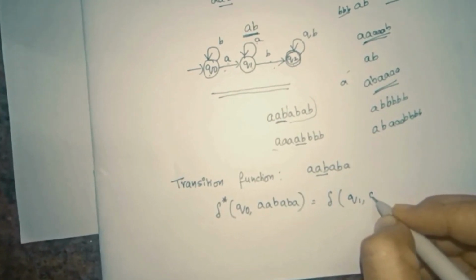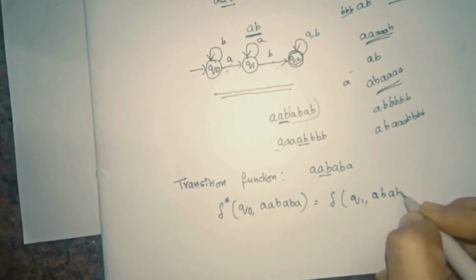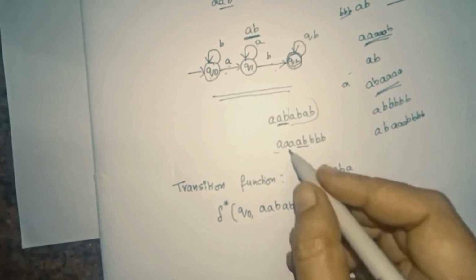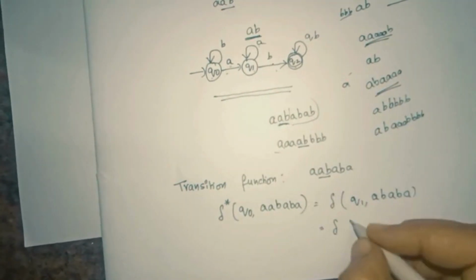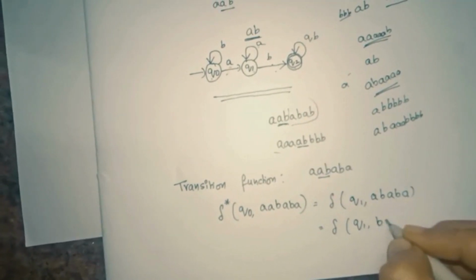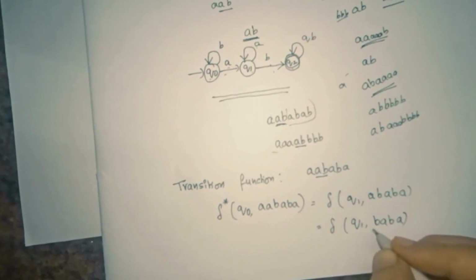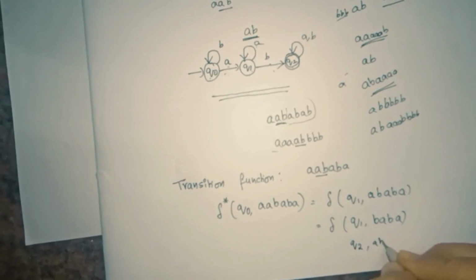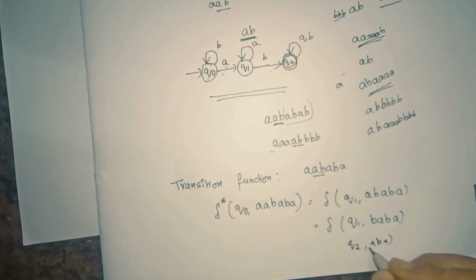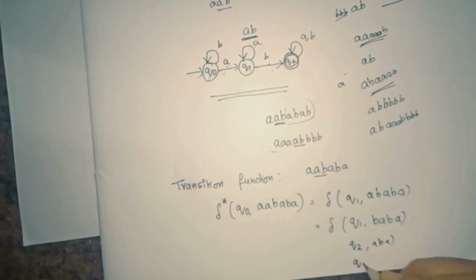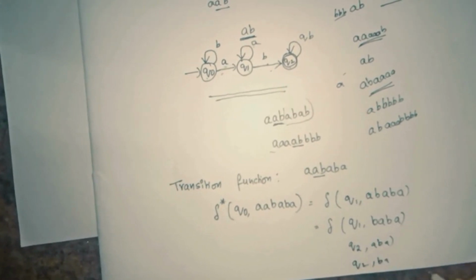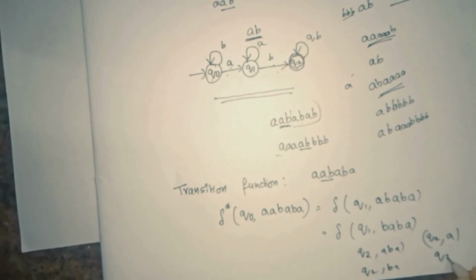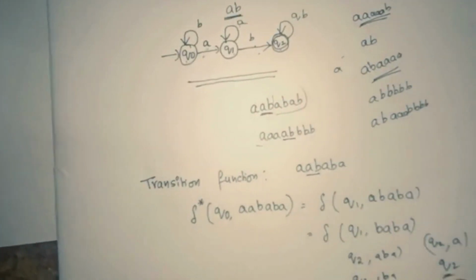Now Q1 on A, B, A, B, A. Similarly, delta of Q1 on A is Q1. So Q1, B, A, B, A. Next, Q1 on B is Q2. Q2, A, B, A. Q2 on A is Q2 only. Q2 on B is Q2. Next, Q2 on A is Q2. Hence we are ending up in the final state.